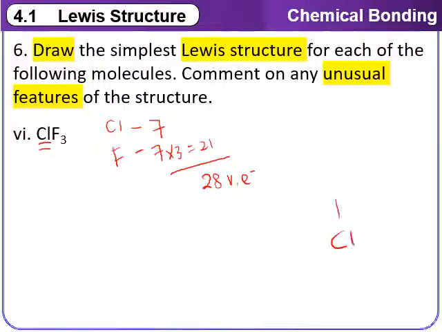Now we try to draw the skeletal structure, and then step 4, complete the terminal atoms with 8 electrons. In this case, we have 3 terminal atoms, 3 times 8 equals 24, minus 24. So we still have 4 extra electrons, which means there will be 2 lone pairs here. We can put 1 pair here and 1 pair here. So this is the Lewis structure for ClF3.